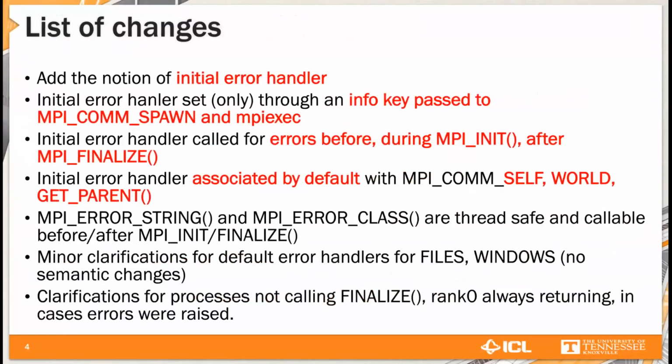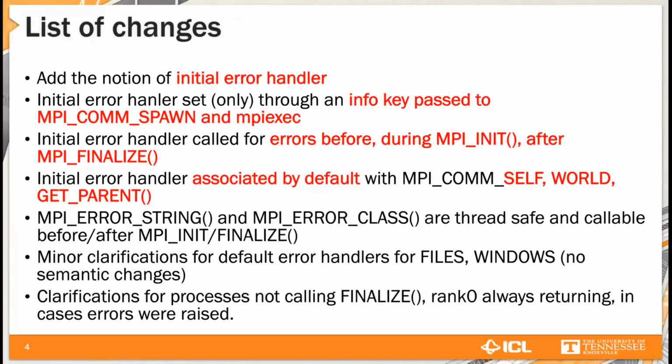So we have the notion of an initial error handler. The initial error handler is set, and only set, by info keys that are passed to MPI spawn or MPI exec. The initial error handler is called before or during MPI init and after MPI finalize, and it is associated by default to the predefined communicators: world, self, and get parent.